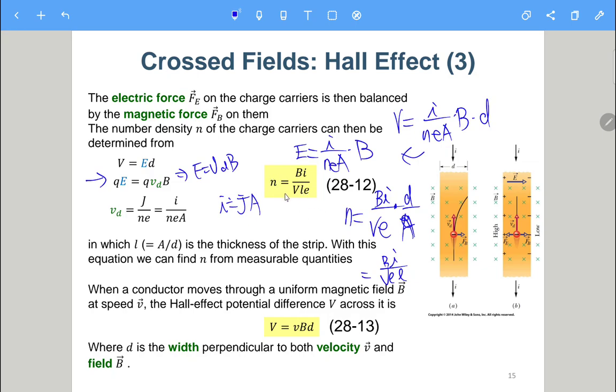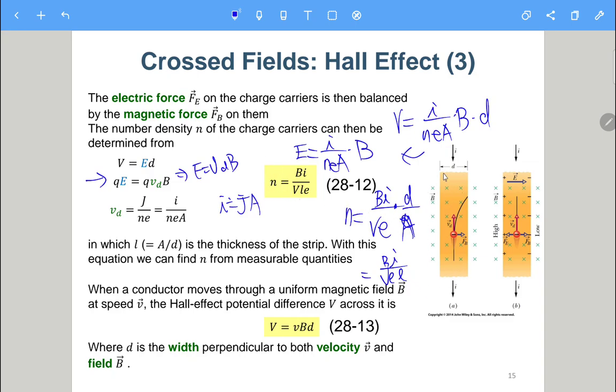So we get this equation, which means that actually we can get the B field, because the B field is what you generate outside. So you can measure it. I is the current, of course you can measure. E is the elementary charge, of course you know the value. And the length, you can measure it by a ruler. And then V is the Hall effect potential difference. Of course, you can use a multimeter to measure the potential difference.